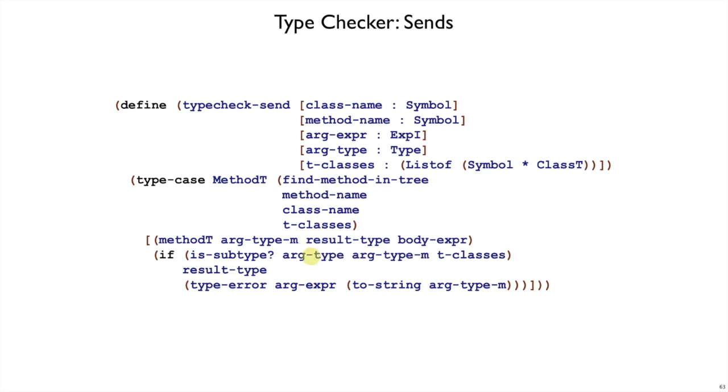And of course, these don't have to be exactly equal. The actual argument needs to be a subtype of the expected argument type. So we use is subtype here. If it's all consistent, then the type that is produced by calling the method corresponds to the declared method type. And if not, then we report a type error.